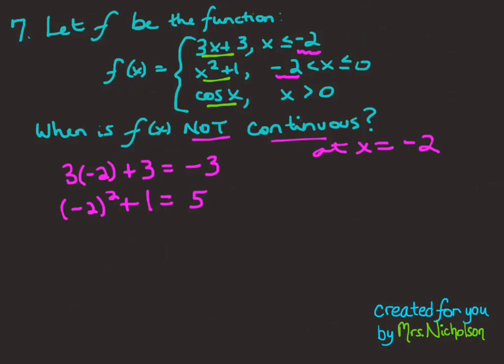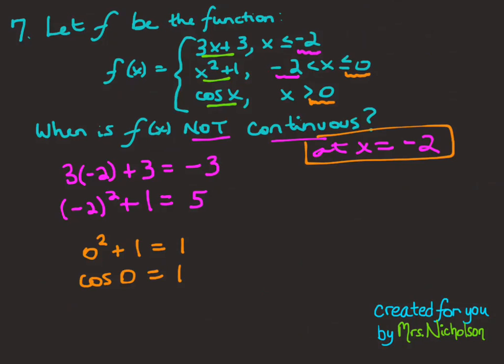Now we're not finished, we've got to check out the 0 as well. Notice that x squared plus 1, that domain goes up to 0, and then we switch over to the cosine function. So I'm going to plug 0 in to x squared plus 1. 0 squared plus 1 is equal to 1. And then I'm going to plug 0 into the cosine function, and cosine of 0 is also 1. Those two values are the same, and therefore those two pieces are meeting up, and so the graph is continuous at 0. Our only place for discontinuity is at x equals negative 2.